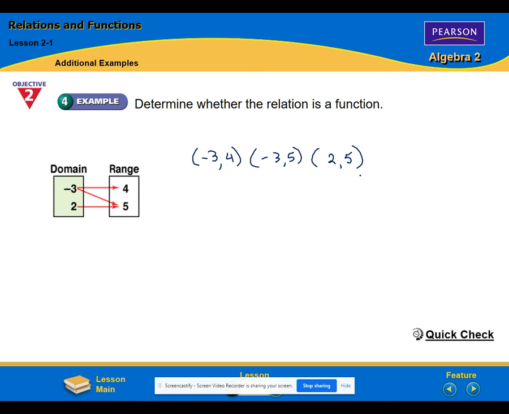Okay. Now, here's the question: does each input have exactly one output? Well, 2 has exactly one output. 2 has 5. So this isn't a problem. You see 2 arrows coming in at 5. That's not a problem. Here's why it's not a function. You plug -3 into this relation, you don't know if you're going to get a 4 or a 5, right? It maps to 2 different things. So is this thing a function? No, not a function. Okay?